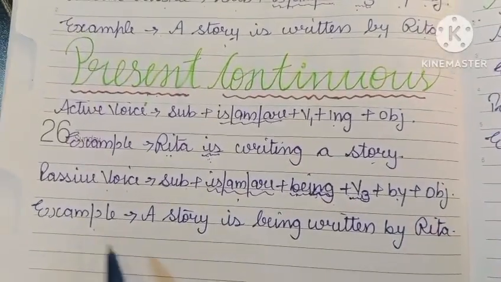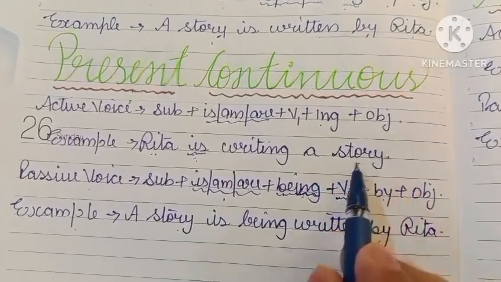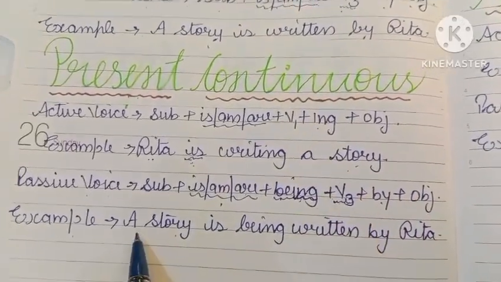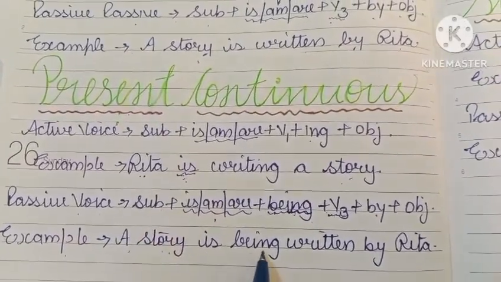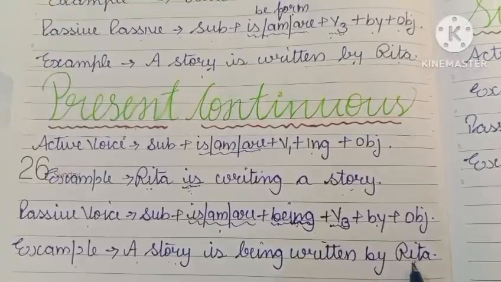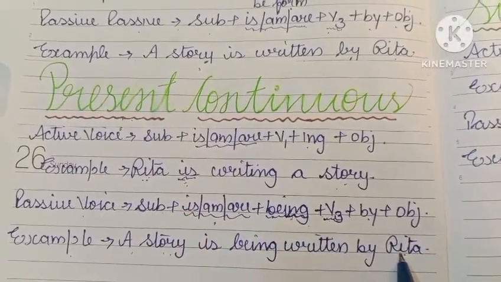And the example is a story, because here a story is the object in the active voice, so it becomes the subject in the passive voice. Now a story is being written by Rita, because Rita is the subject here, so Rita will become the object here.